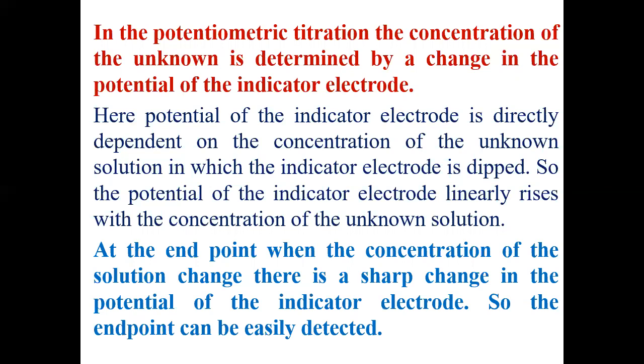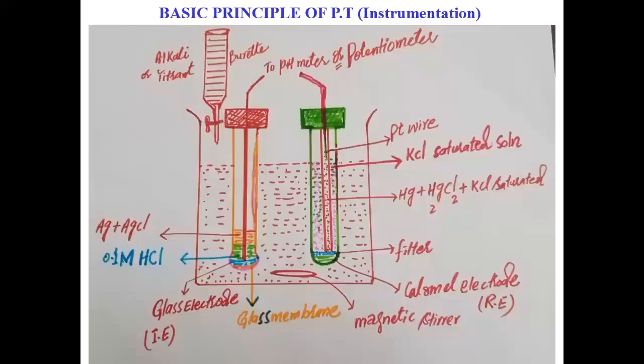At the end point, when the concentration of the solution changes, there is a sharp change in the pH or potential of the indicator electrode, so the endpoint can be easily detected.